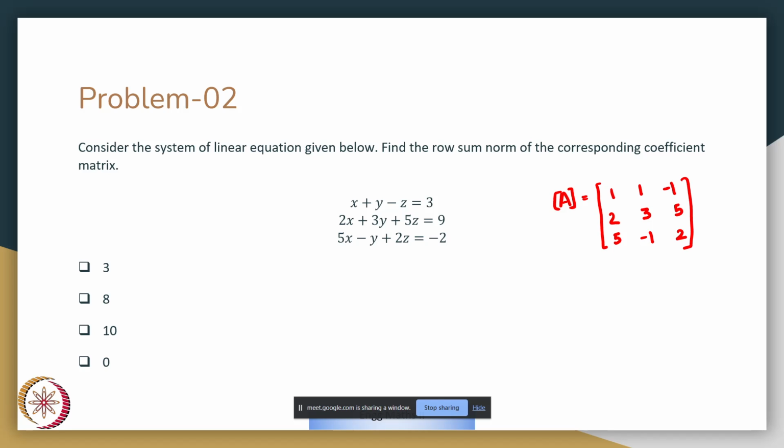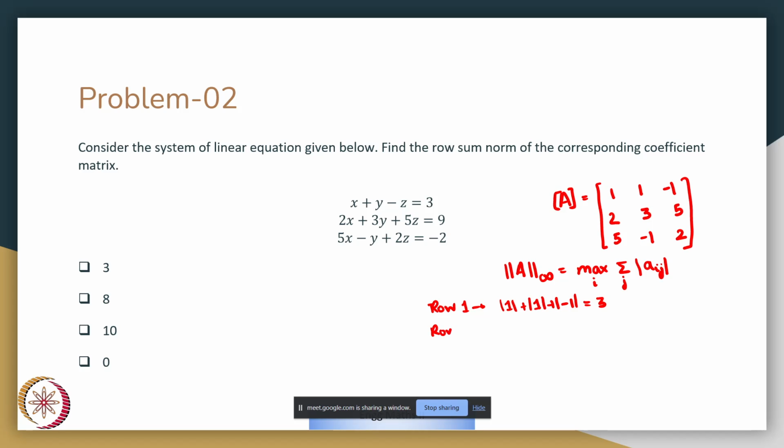So the row sum norm is defined as max over i of summation over j of absolute value of aij. So if we take the first row, it's essentially absolute value of 1 plus absolute value of 1 plus absolute value of minus 1, which is 3.